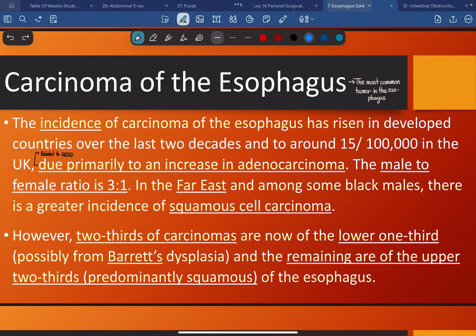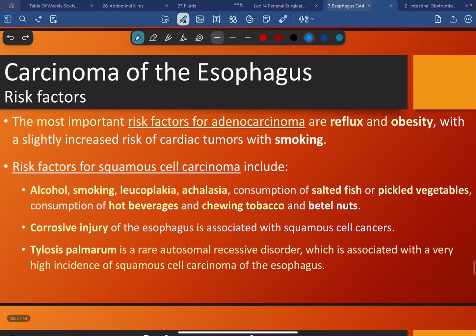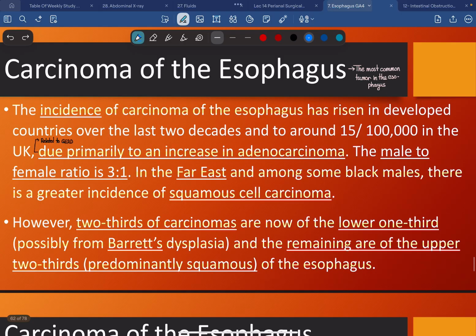Nowadays, two thirds of the carcinoma of the esophagus is in the lower third, which possibly follows Barrett's esophagus, and the remaining are in the upper two thirds, predominantly squamous cell carcinoma. This part of the esophageal cancer, in the lower third, adenocarcinoma following Barrett's dysplasia, is increasing with time over the original esophageal disease of squamous cell carcinoma of the upper two thirds.